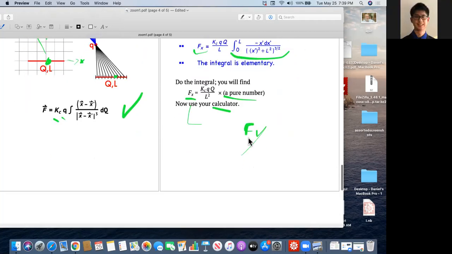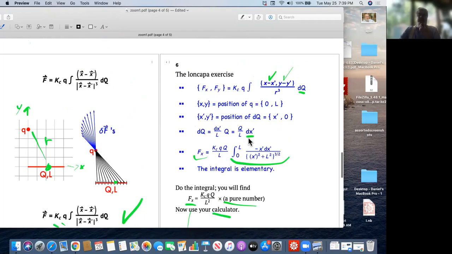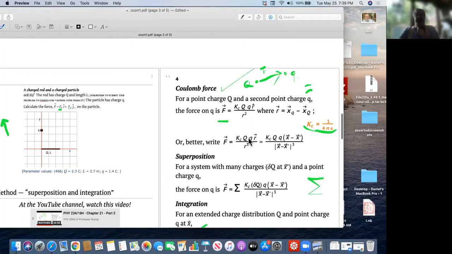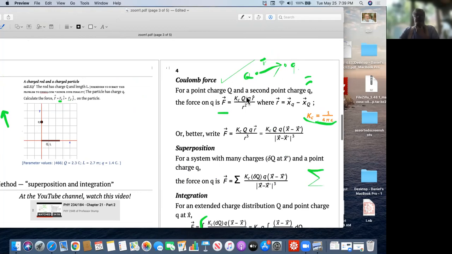What was Kc again? Kc is called the Coulomb constant. If I go back to Coulomb's law, here's Coulomb's law: K Q Q r hat over r squared. Now, sometimes Kc is written as 1 over 4 pi epsilon 0, where epsilon 0 is yet another constant. Epsilon 0 is called the permittivity of the vacuum. K and epsilon are sort of interchangeable. They're just related by this equation.